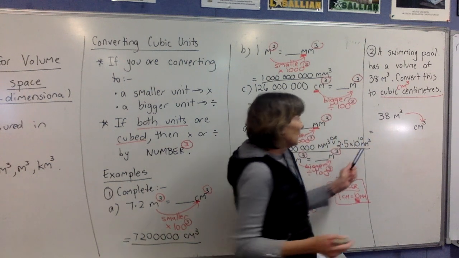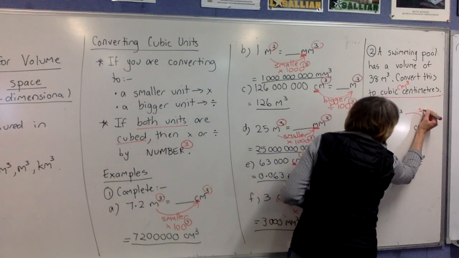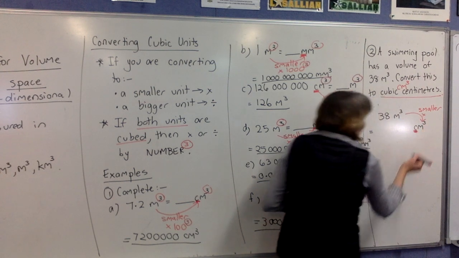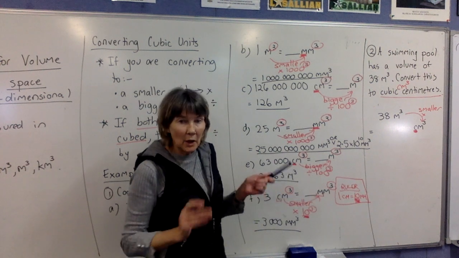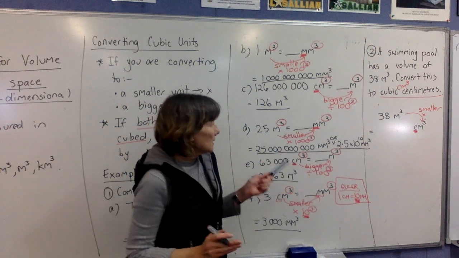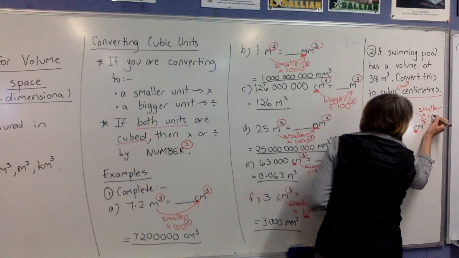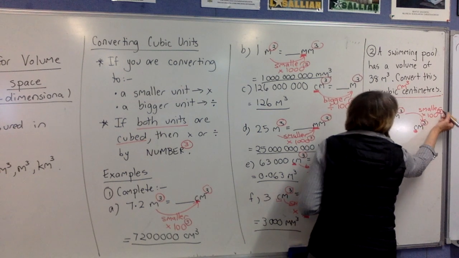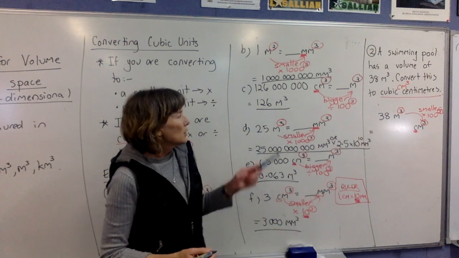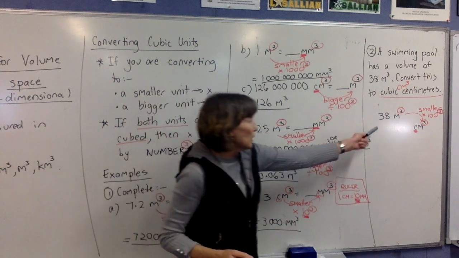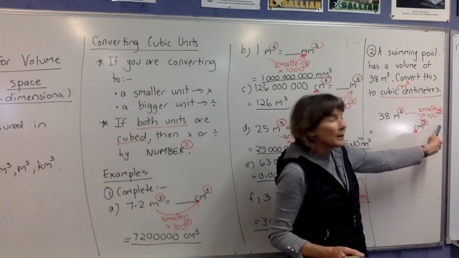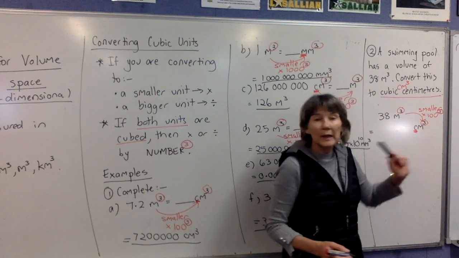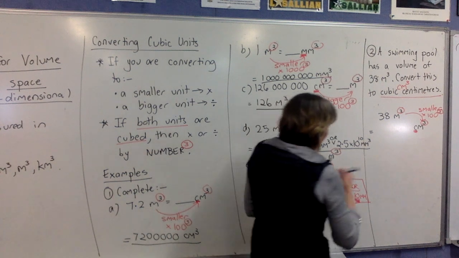So think about it. We're going to a smaller unit. So we're timesing. Your prefix is C for centi. It's only one prefix this time. Centi is 100. Both your units are cubed, so the cubed will be on the 100 as well. So you go to your calculator, you press in 38 times 100, press the power key at the top, 3 equals. And you should get this answer.